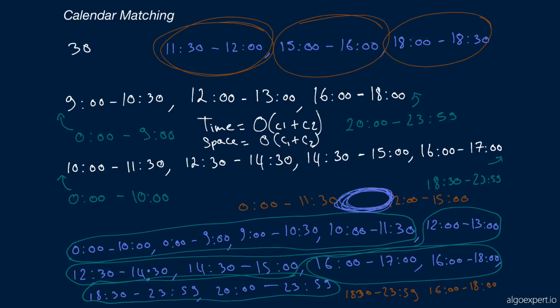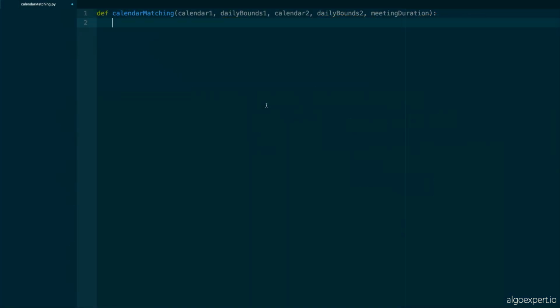And perhaps this will be a lot clearer in the code. So with that, let's jump into that code. All right, so we've got our calendar matching function defined. It takes in 2 calendars, it takes in 2 daily bounds, and 1 meeting duration.